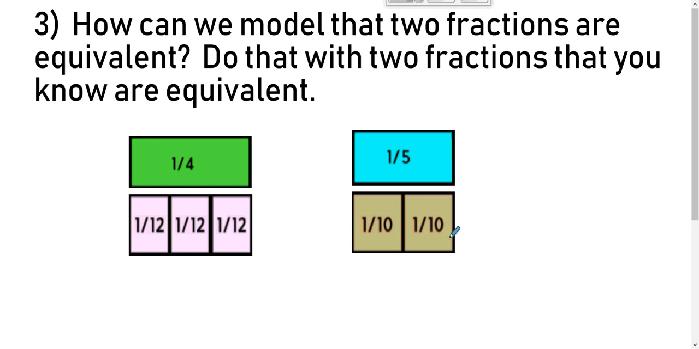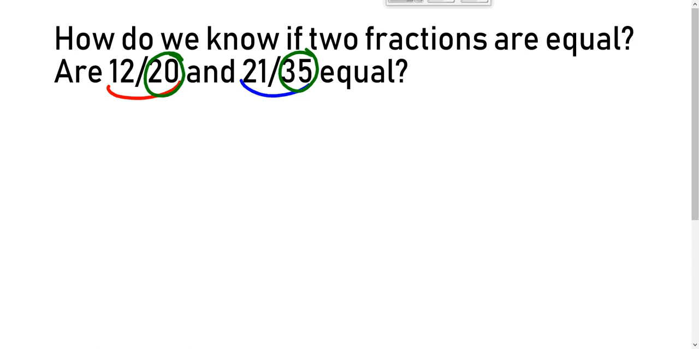This 1/5 is the same as those 2/10. So somehow we've got to find a way to standardize 20 and 35. And so this is where we draw on an idea we know from before, the least common multiple of 20 and 35. So what is that?